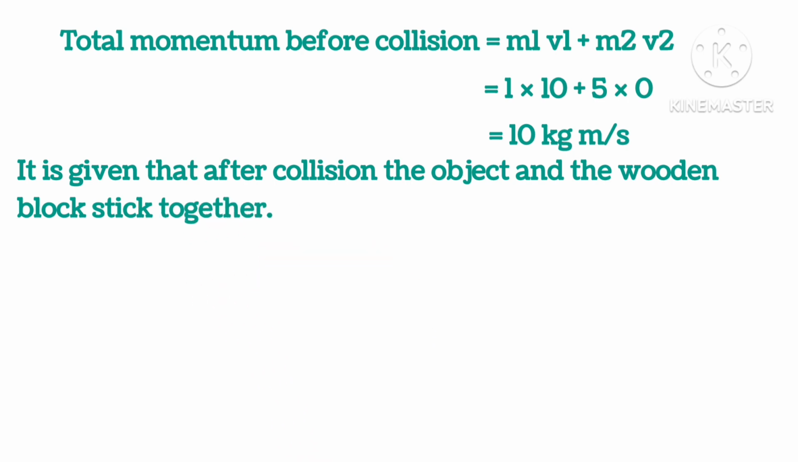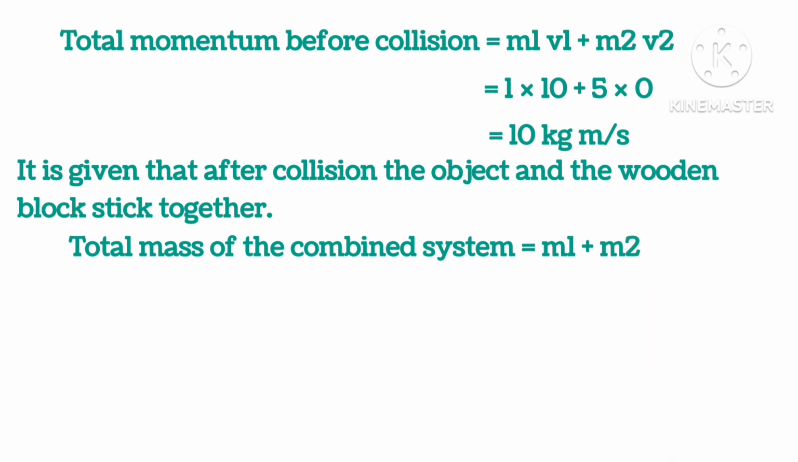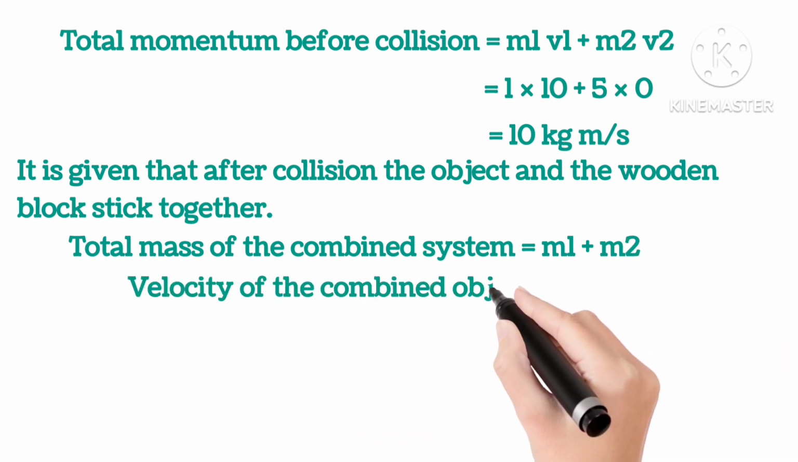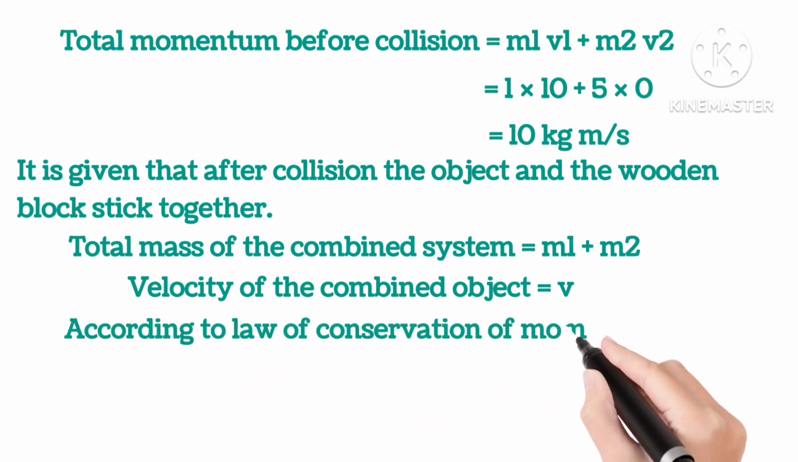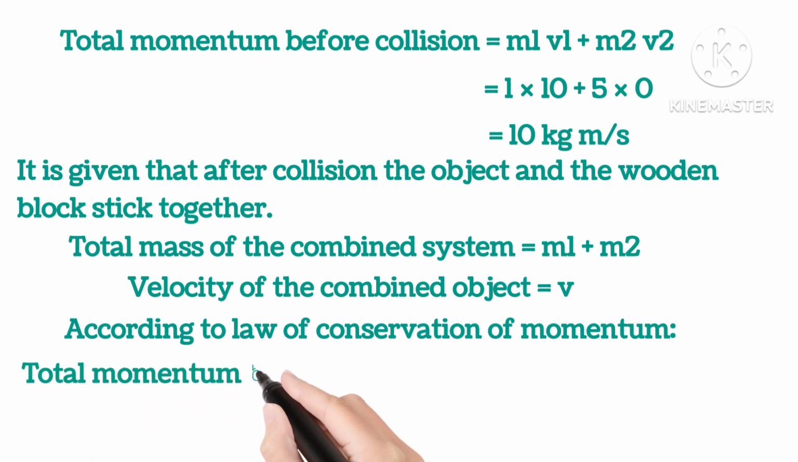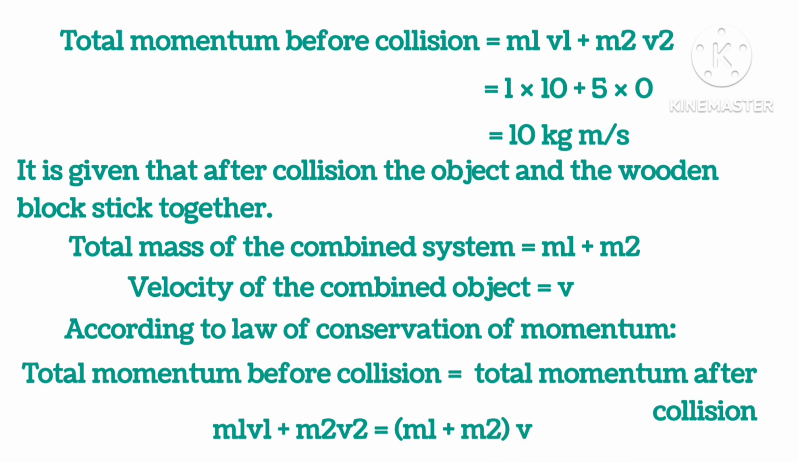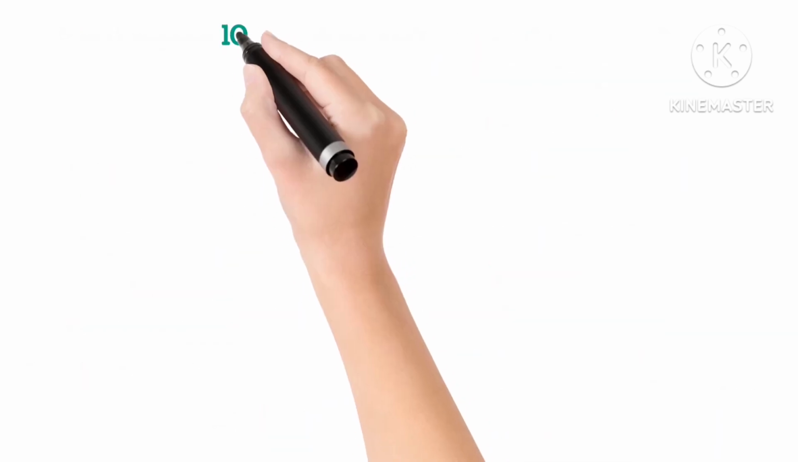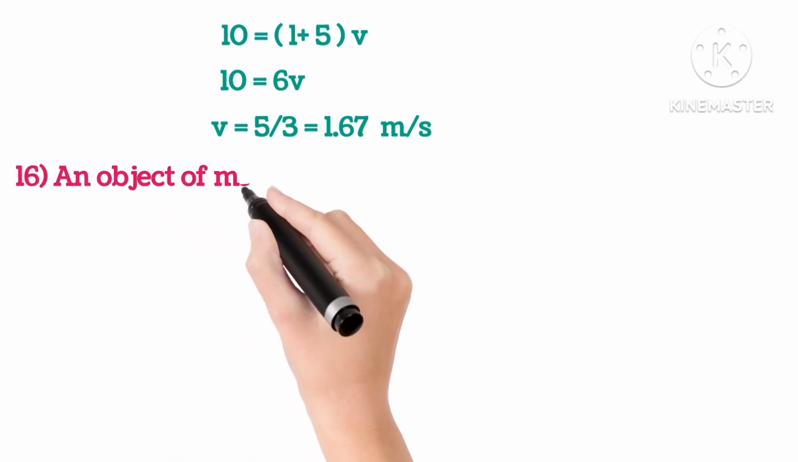It is given that after collision the object and the wooden block stick together. So the total mass of the combined system is m1 plus m2. Velocity of the combined object is v. According to the law of conservation of momentum, total momentum before collision is equal to total momentum after collision. That is, m1 v1 plus m2 v2 is equal to m1 plus m2 multiplied by velocity. Now putting all the values here, we get the velocity of the combined object as 1.67 meter per second.